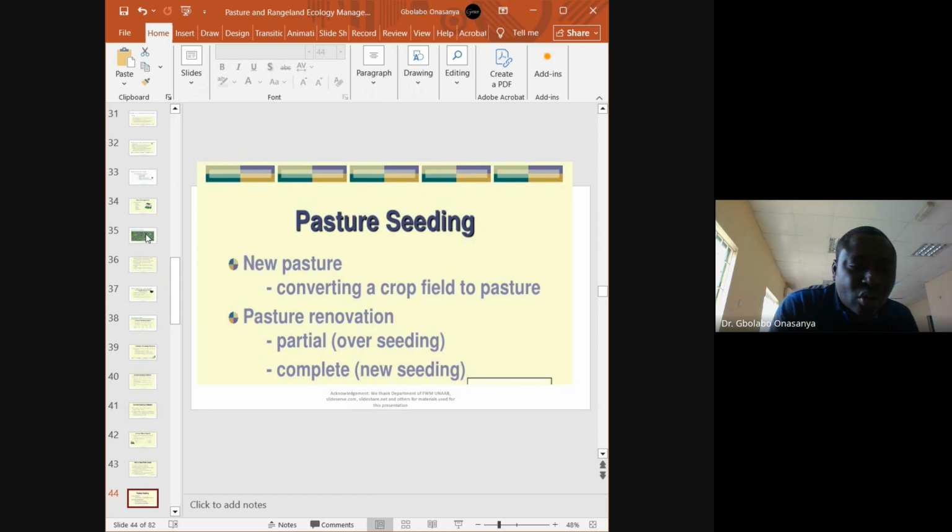So new pasture, converting a crop field to a pasture. So we need seed. How do we provide this seed? We need seed to establish new pasture. We need seed to renovate, to replenish existing pasture. We can do partial seeding and complete seeding.